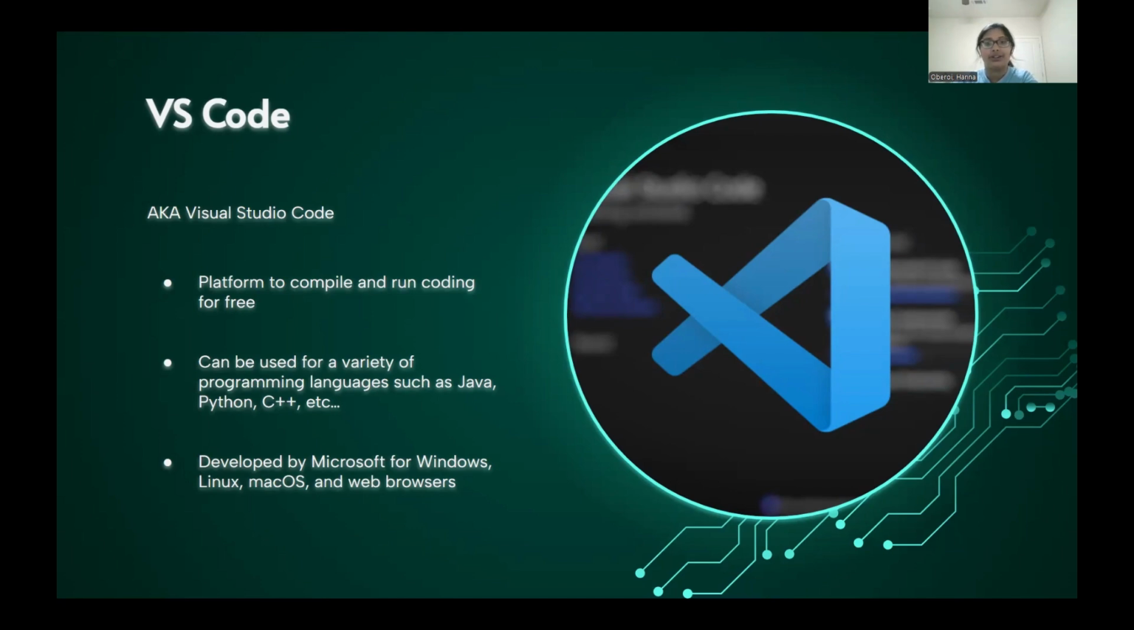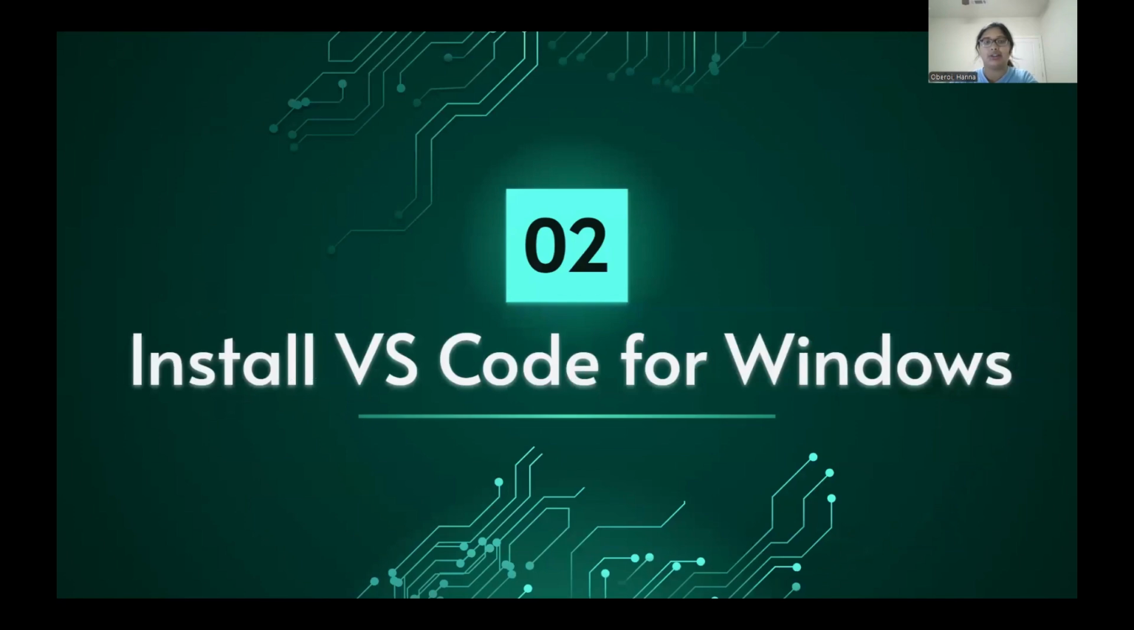Additionally, VS Code can be used for a variety of programming languages such as Java, Python, C++, and so forth. For this course, we are talking more about Java, so again, VS Code is a great platform for this specific programming language. Lastly, VS Code was developed by Microsoft for Windows, Linux, Mac operating systems, and web browsers. Now let's get on to how to install VS Code for Windows.